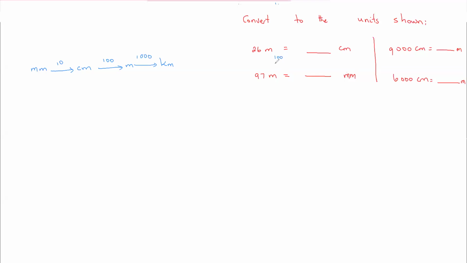Do we multiply by 100 or do we divide? If we want to know which way to go, remember, sunny days bring miracles. Sunny, as for sunny, remember that smaller to bigger.